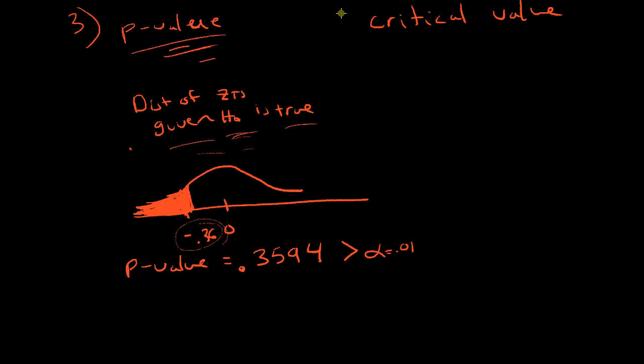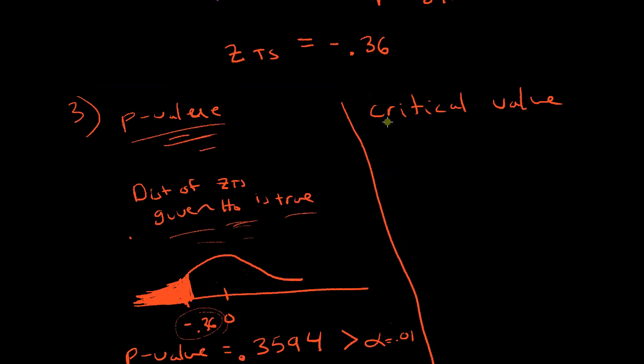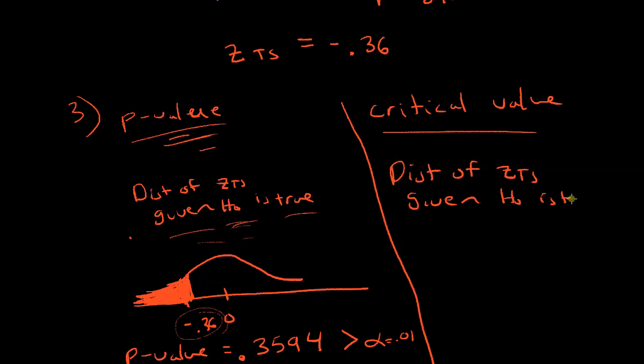All right, let's say we decided to do this problem using critical values. You'd only do one or the other, but for the sake of practice, let's talk about how we would do the same problem using critical values instead of a p-value. So we would think about the distribution of our test statistic given H0 is true. You always start with that, and then you determine which tail this test is. This is a left tail test, right?